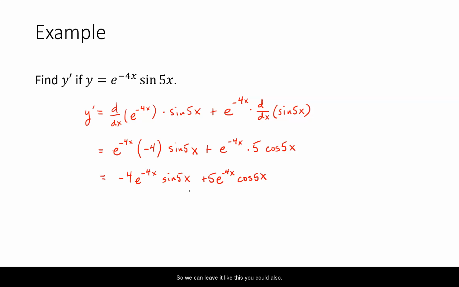So we can leave it like this. You could also rewrite it with the factor of e to the negative 4x factored out. So we have e to the negative 4x times negative 4 sine 5x plus 5 cosine 5x.